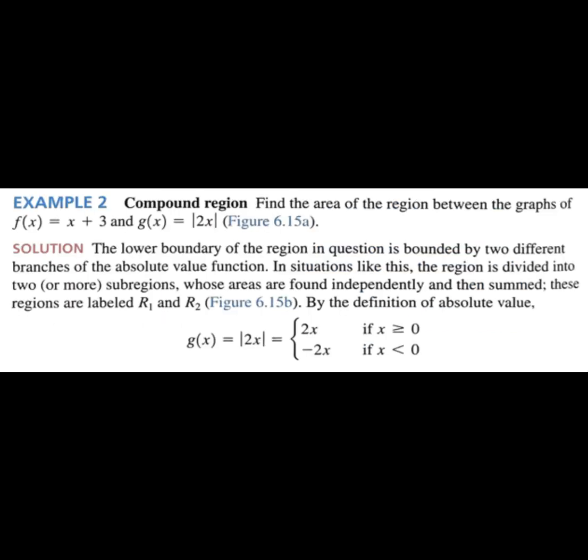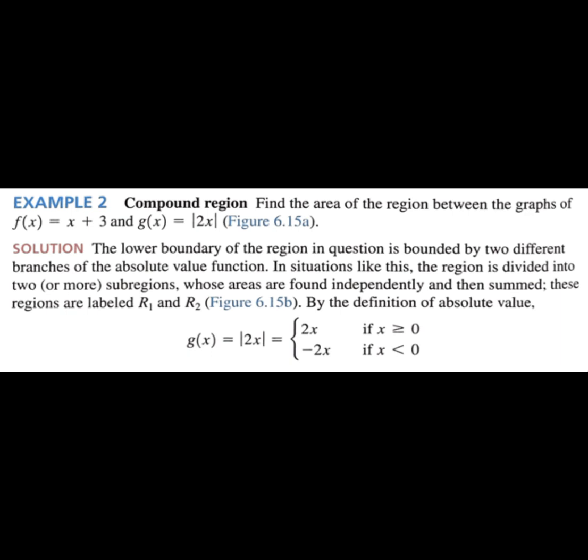In some cases, you still need to use more than one integral. This goes under the name of finding the area of compound regions. Compound here means made up of several ingredients. In example 2, you have to find the region between a linear function and a function which involves an absolute value.